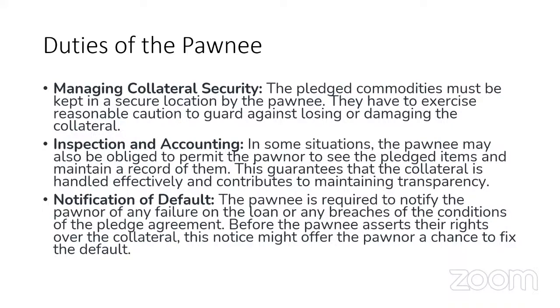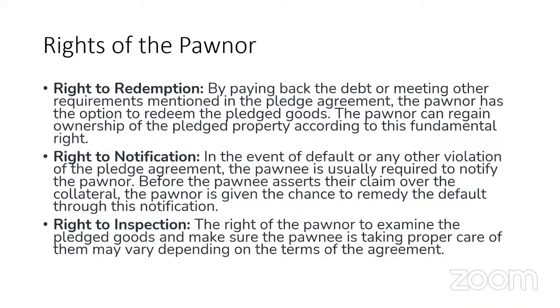And in case there is any failure on the loan or any breach of the conditions of the pledge agreement, the pawnee has to notify the pawner. He has to inform the pawner. So these are the duties of the pawnee.